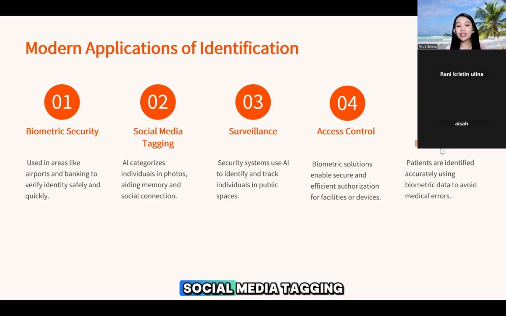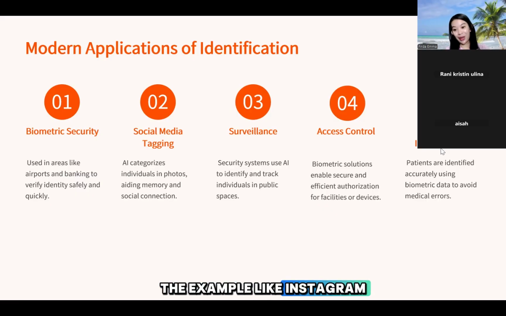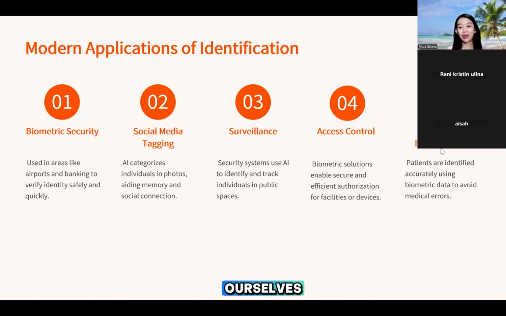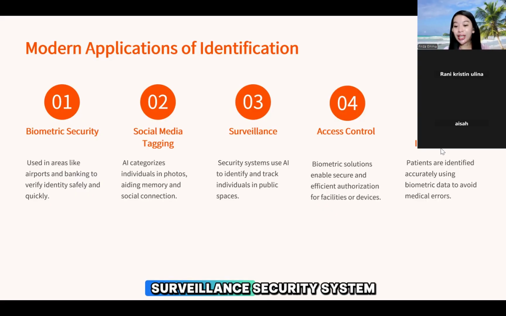The second thing is social media tagging. AI categorizes individuals in photos, aiding memory and social connection, for example Instagram, TikTok. It is also a modern application for identification of ourselves. When we share our Instagram account or our TikTok account, it can provide our identification to other people.